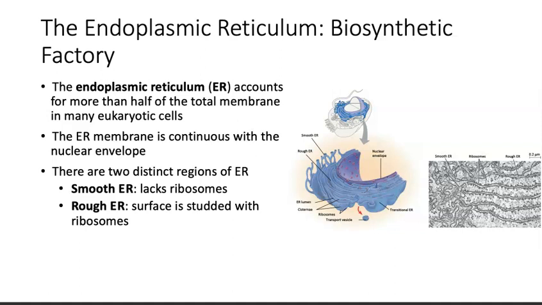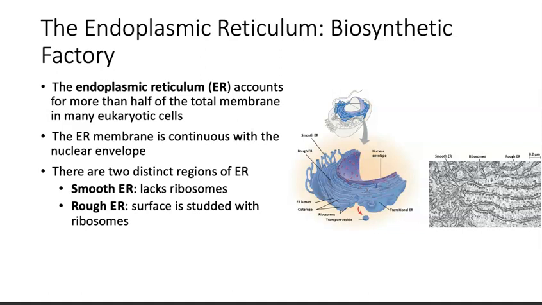And you notice how it's all folded back and forth on itself. It's also connected directly to the nuclear envelope, so it's communicating with everything that's going on inside the nucleus. I said before, there are two distinct regions of endoplasmic reticulum. There's the smooth ER. It's smooth because it lacks ribosomes. And the rough ER, and it's rough because it's got ribosomes studded all over it.